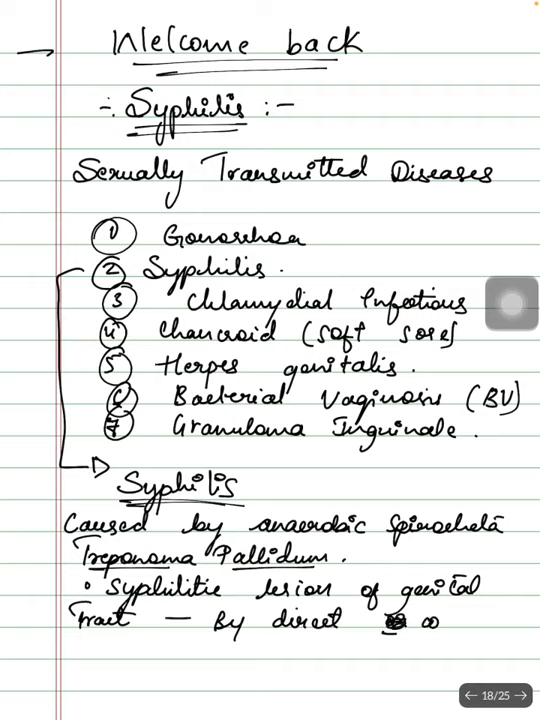Who has an open primary or secondary syphilitic lesion? Transmission occurs through abraded skin or mucosal surface. Coming to clinical features, the incubation period ranges from 9 to 90 days.